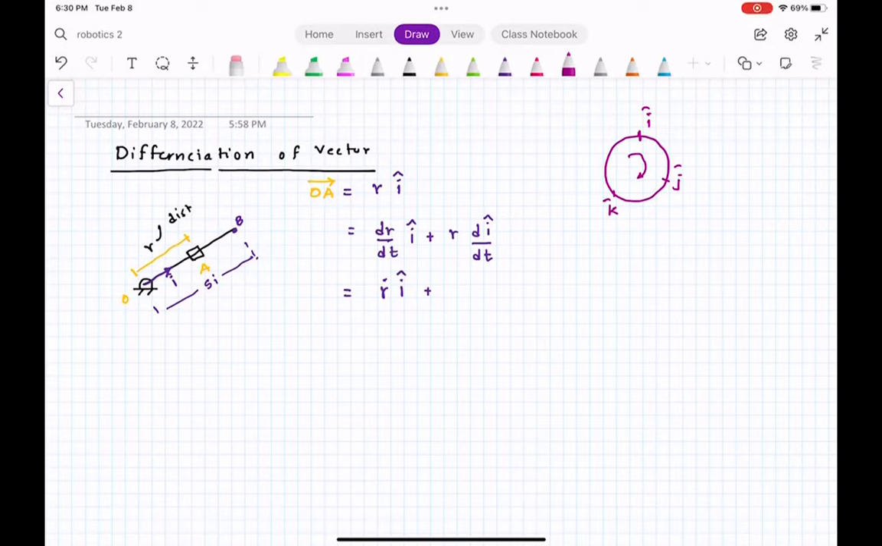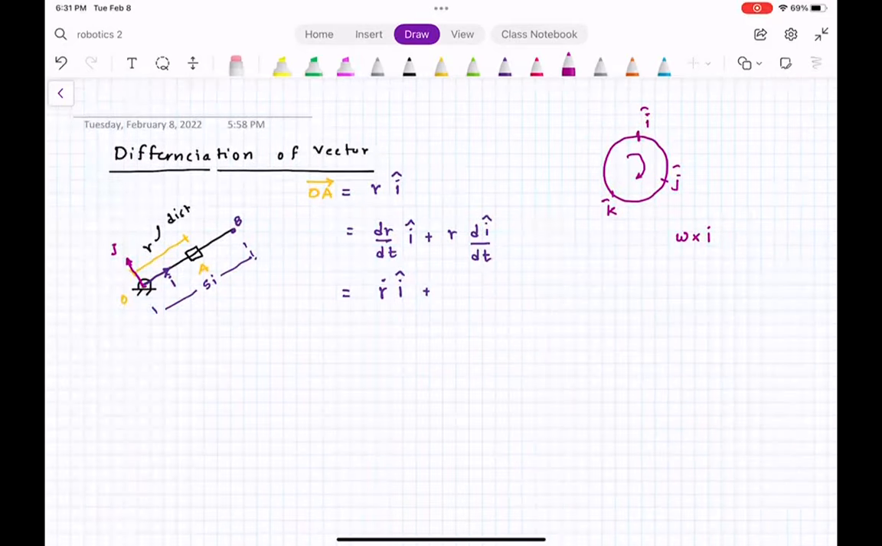The derivative of a vector is omega cross the vector. So I want you to understand that this is i, this is j, so k is coming out of the board. Do you agree with me? The k is coming out of the board. And my omega, if this is rotating like this, can you see this rotation is omega k? Curl your fingers in the direction of omega. As you can see, your thumb is coming out of the board, which means this omega is positive. Do you agree with me?